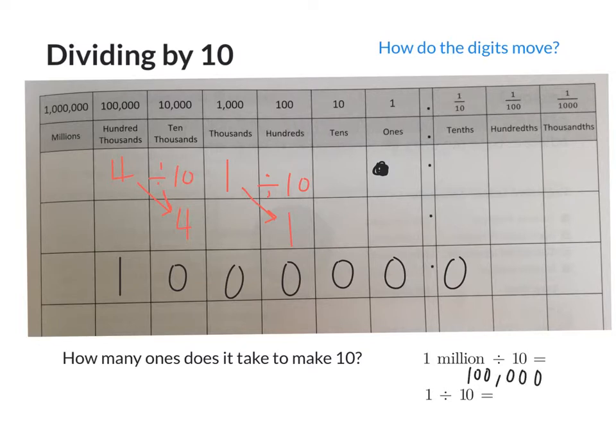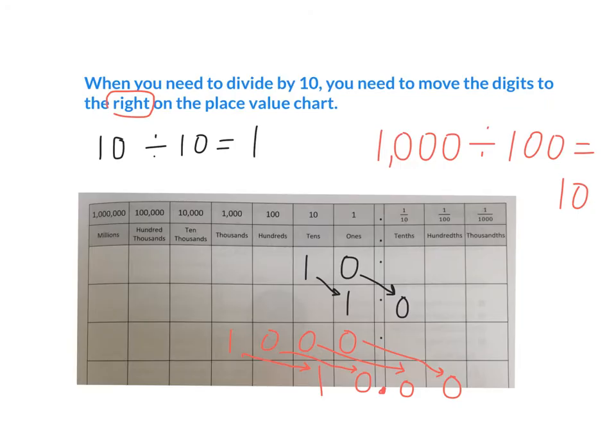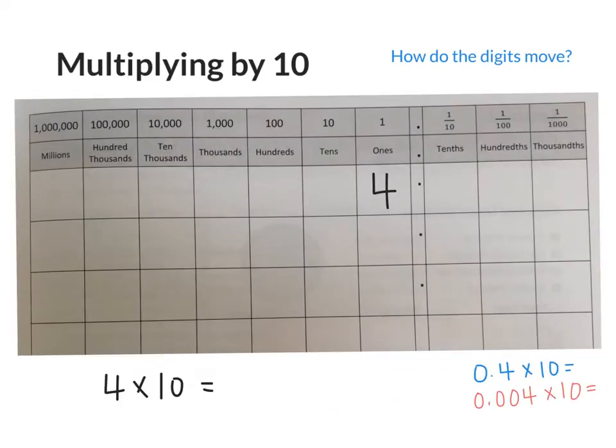If I have 1, I'm going to write a 1 here. And if I want to divide it by 10, I need to move it to the right. And now my answer is 1/10. So 1 divided by 10 is 1/10. We just said if we need to divide numbers, we have to shift them to the right.